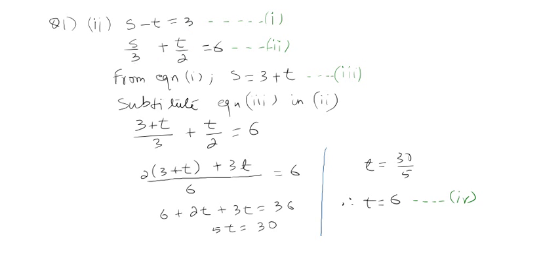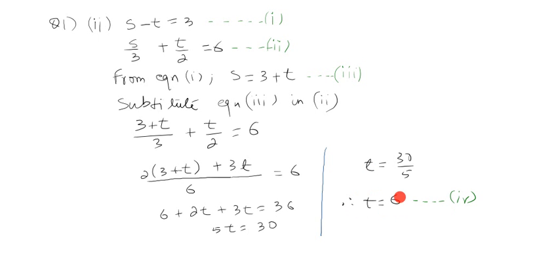So in place of this s, I have replaced (3 plus t) upon 3, then plus t upon 2 is equal to 6. Then we take the LCM, 6. So how many times does this 6 go in 3's table? Twice, so I multiply this by twice. How many times does 6 go in 2's table? Thrice, I am multiplying this t by thrice. And 6 is already there. So this 6, if we transfer here, it becomes 36. And open the bracket, this is 6, this is 2t, 5t, that becomes 5t. 6 goes here, subtract, 30. So t is 30 upon 5, that is 6. So the value of t comes out to be 6.